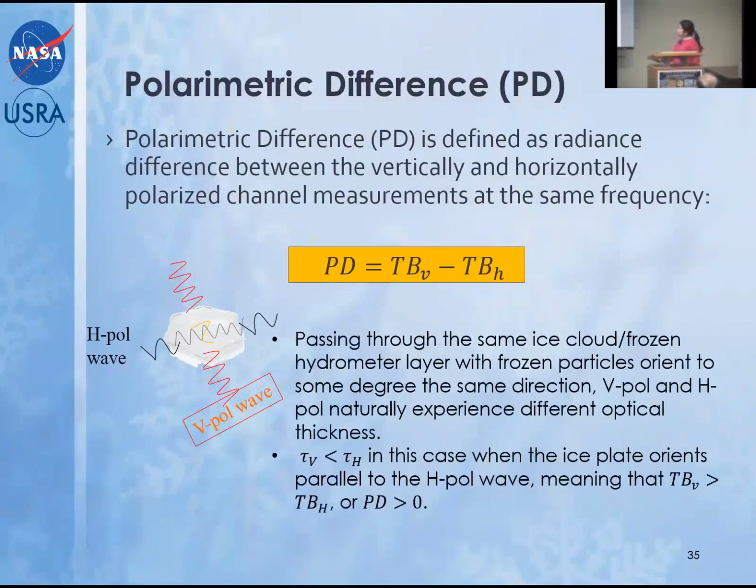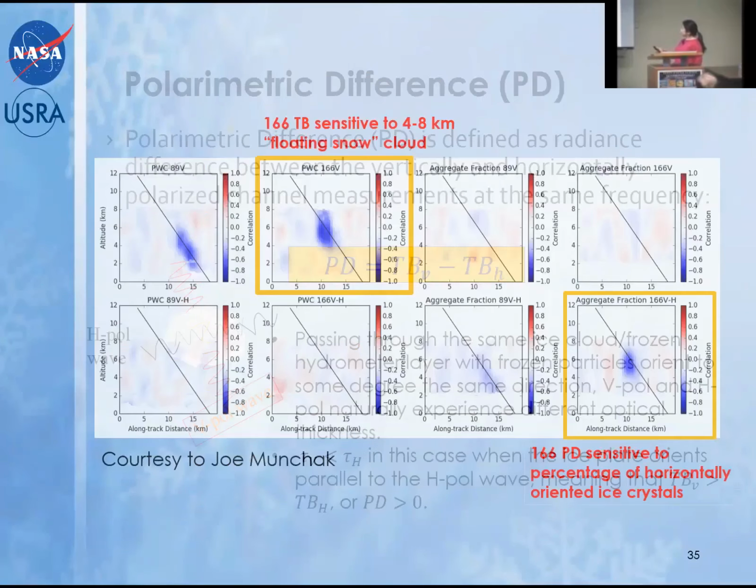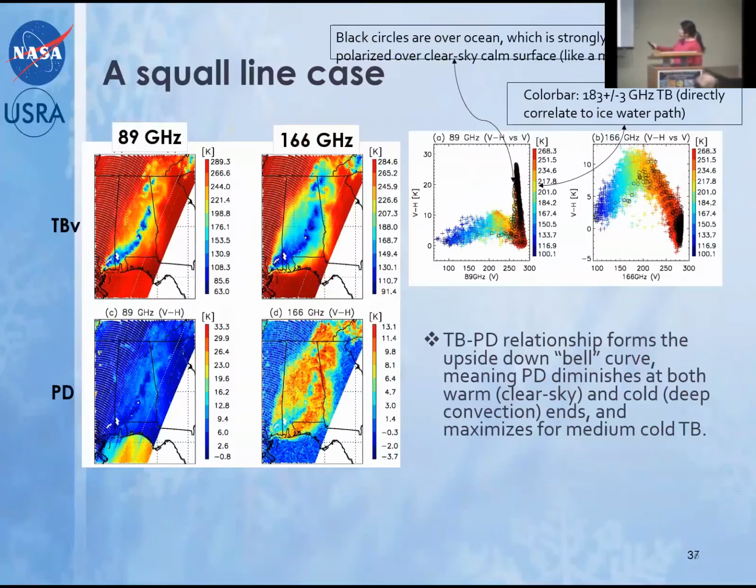So their difference would tell you how it's oriented. If it's horizontally oriented, this polarization difference is going to be positive. And if it's vertically oriented, the polarization difference, PD, is going to be negative. So what does GMI see? Let's go to this figure first.